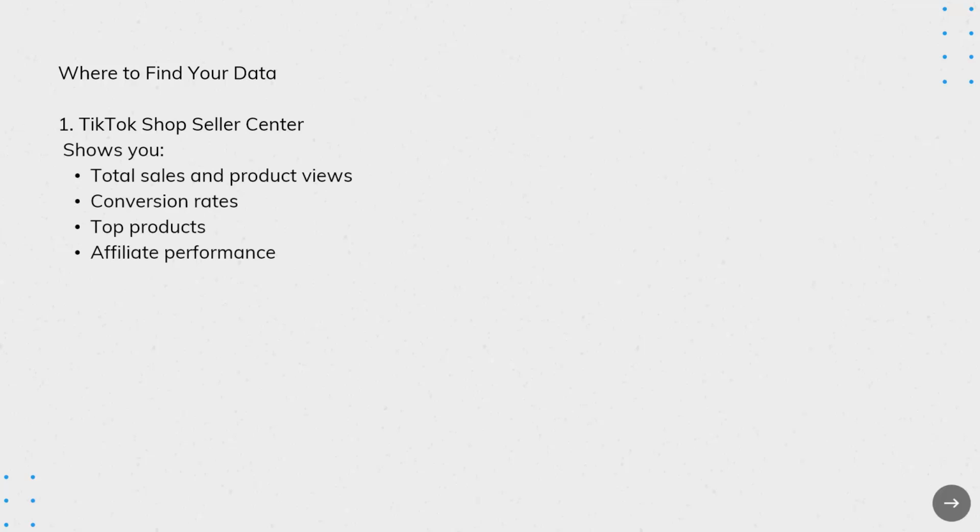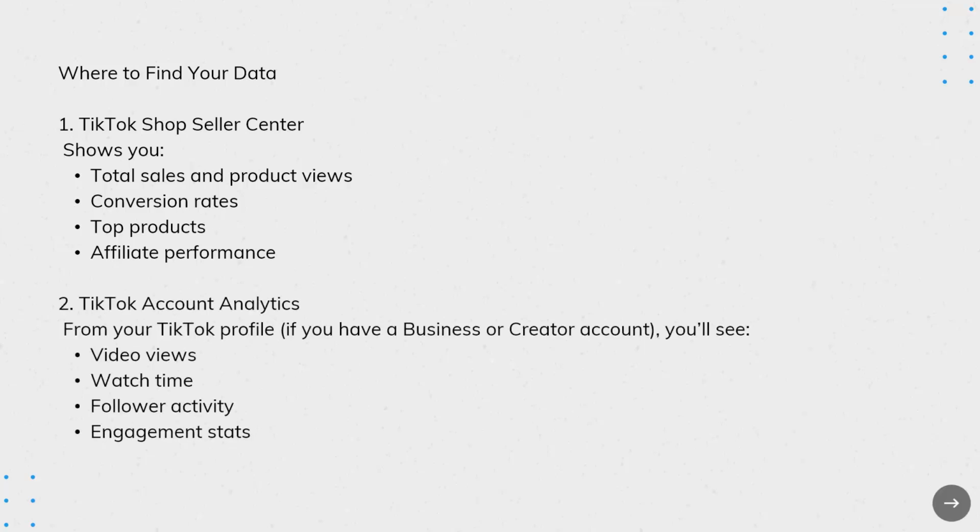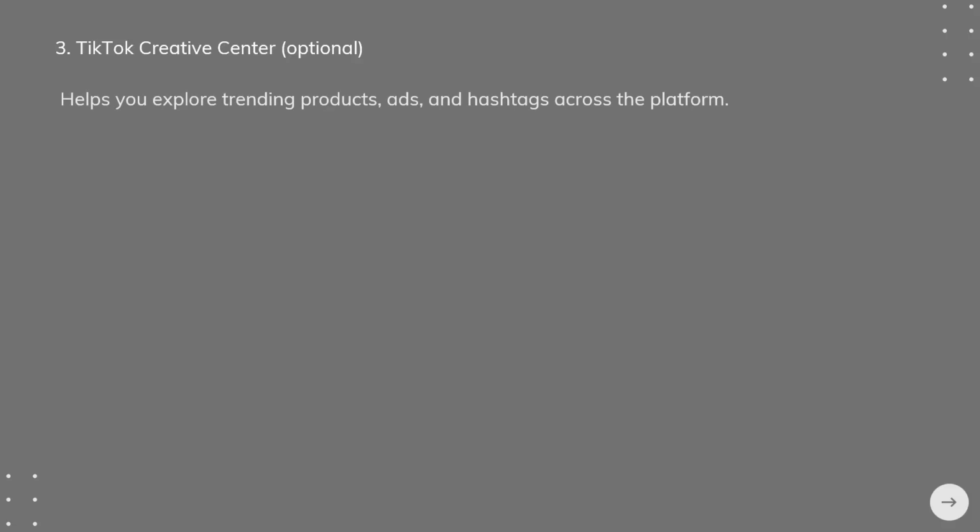Where to find your data. 1. TikTok Shop Seller Center shows you total sales and product views, conversion rates, top products, and affiliate performance. 2. TikTok account analytics from your TikTok profile. If you have a business or creator account, you'll see video views, watch time, follower activity, and engagement stats. 3. TikTok Creative Center, optional, helps you explore trending products, ads, and hashtags across the platform.